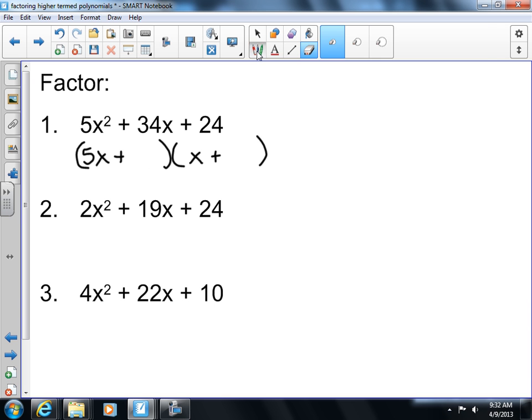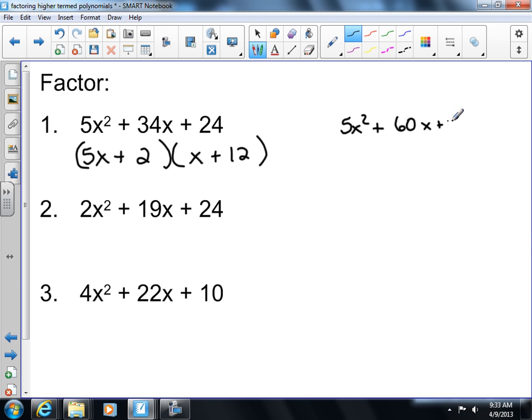Now, I could switch them around. 2 and 12 may not be the wrong numbers. I may need to just switch them around because I do have 2 different numerical coefficients that are different for these 2 terms. All right, let's try it now. I get 5x squared plus, well, what's 5 times 12? 60x plus 2x plus 24. Is that going to work? No. Okay, that's way too big.